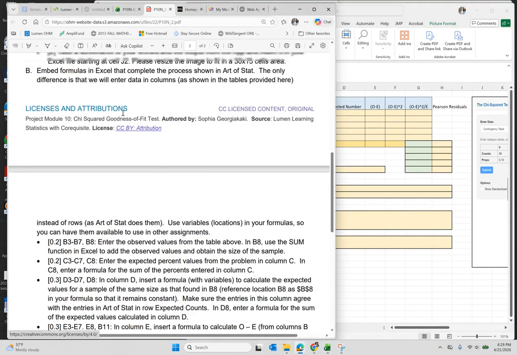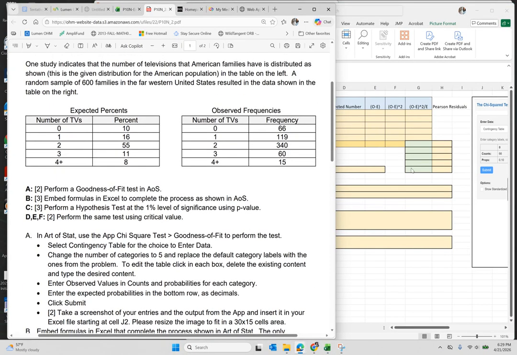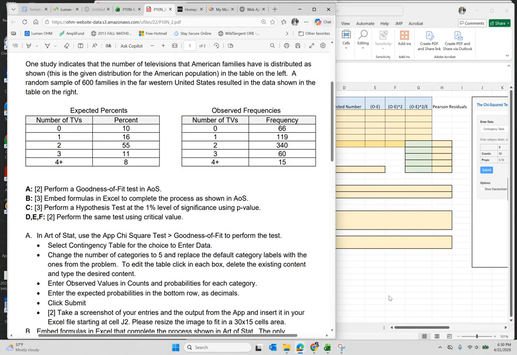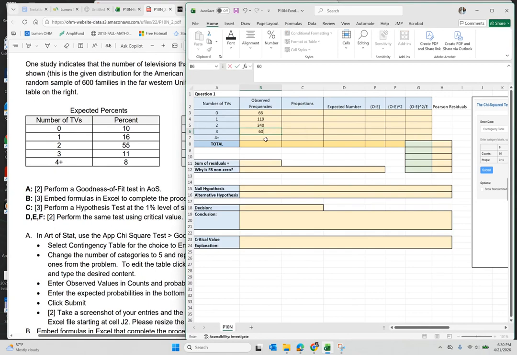So observed frequencies, I'm going to copy them. 66, 119, 340 if I remember, 60 and 15. And here equals sum, and I'm going to add the values above, and that was 600.